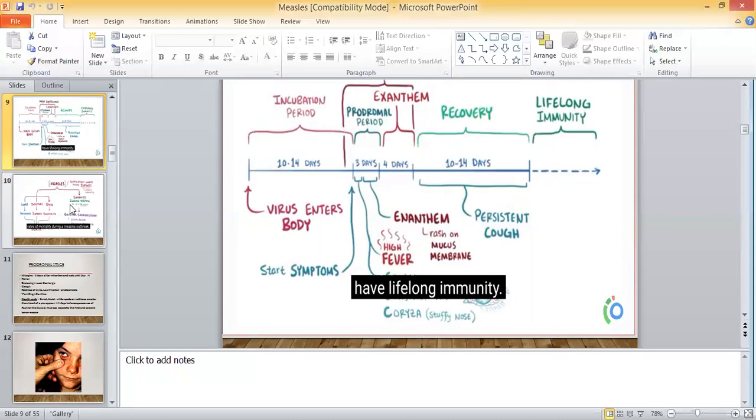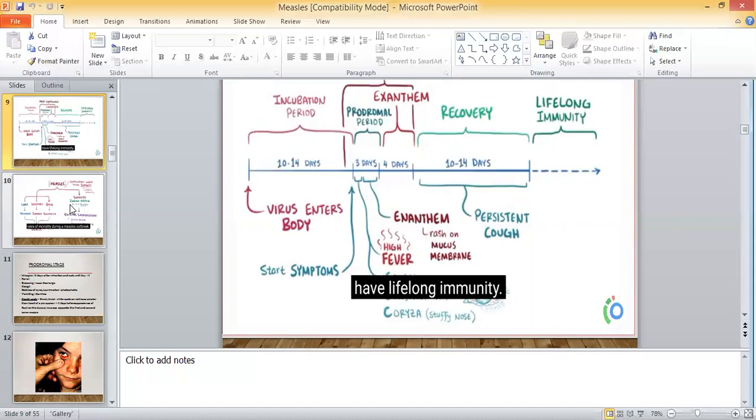The second stage, means the first stage, the incubation period, is not counted in any stage. The prodromal period lasts for 3 days. In the prodromal stage, high grade fever, cough, coryza, and conjunctivitis occur, and also Koplik spots appear, bluish spots on the buccal mucosa. These signs and symptoms mostly occur in the prodromal period, which lasts for 3 days.